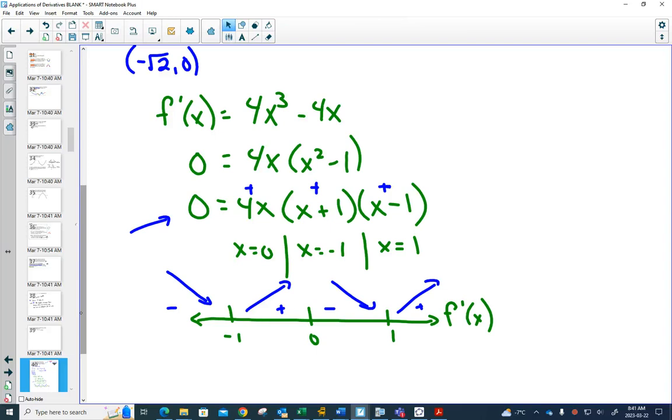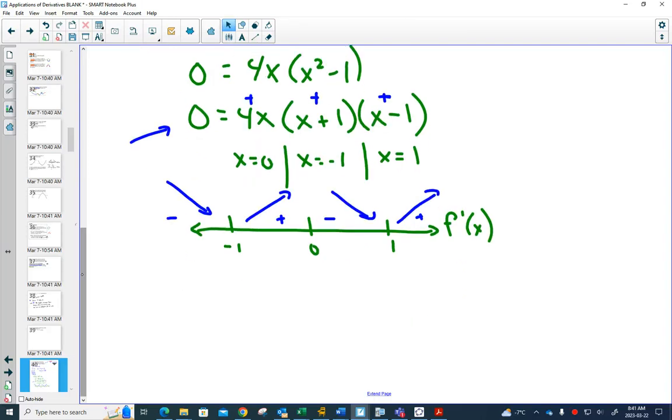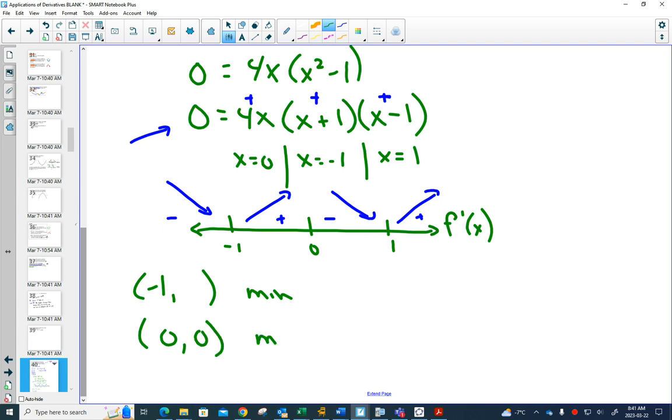This is what we have at this point. So we will know that (-1, something) is going to be a minimum. (0, 0), we already knew that point is going to be a local maximum. And (1, something) is going to be a minimum.